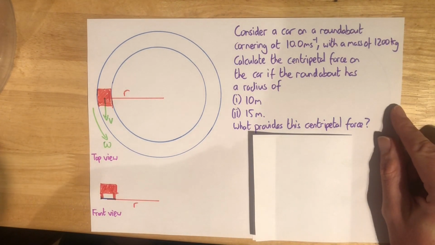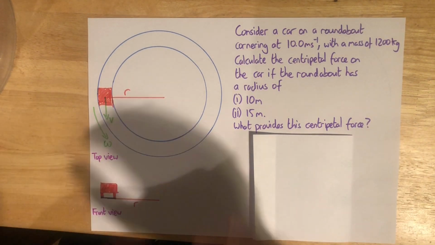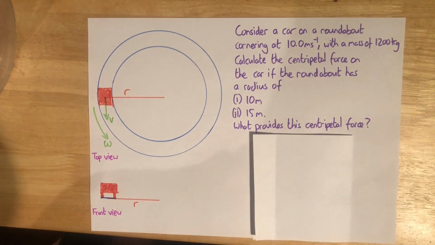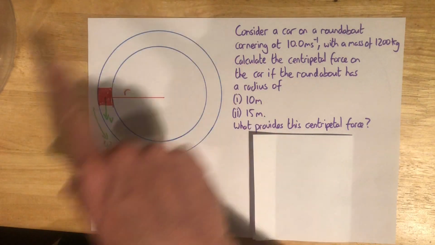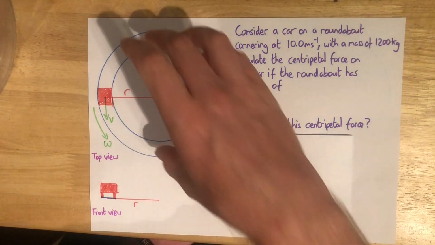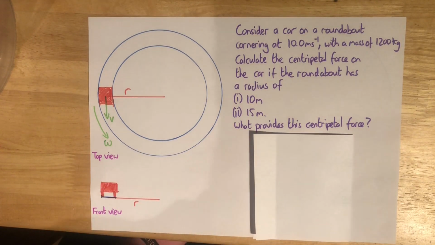But if we consider a car and a roundabout, I've said it's cornering at 10 metres per second and it's got a mass of 1,200 kilograms. So I've just drawn a quick diagram of that. Here's the roundabout. I've got it going anti-clockwise for a change here, and I've drawn a top view and a view from the front as well, just to give you the two different perspectives of what's going on there. That's going to be a bit more relevant with where we go with this.